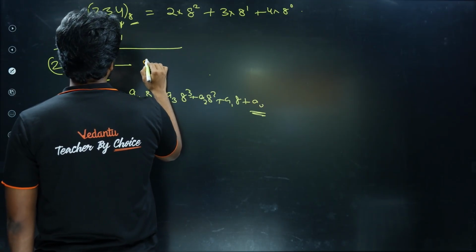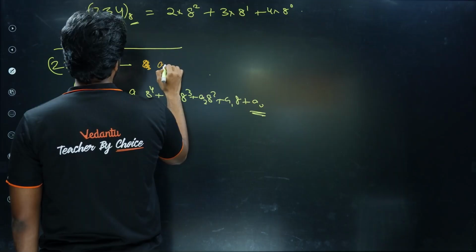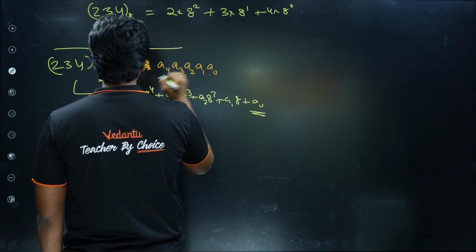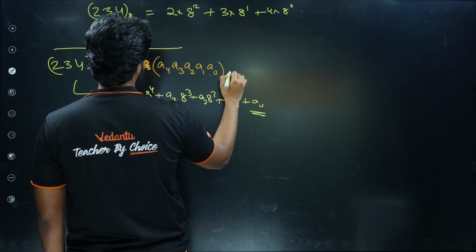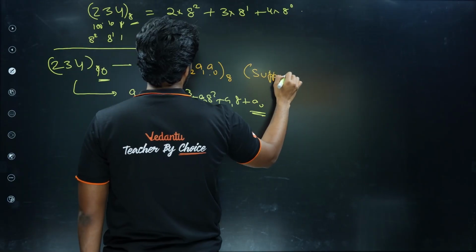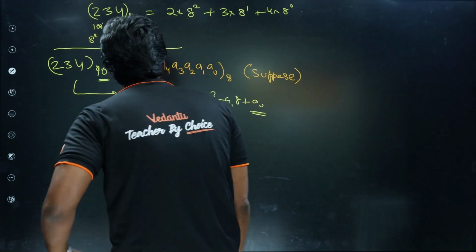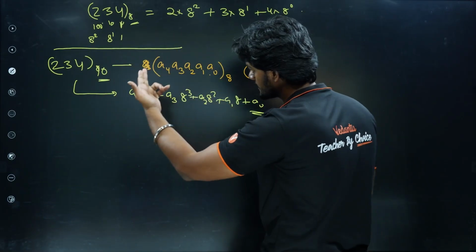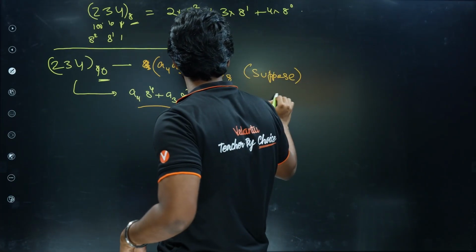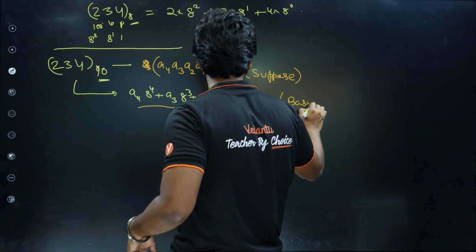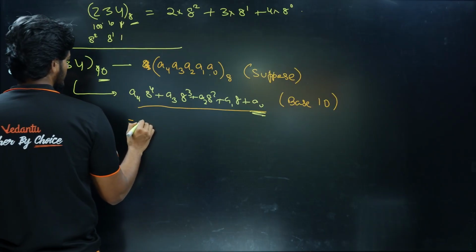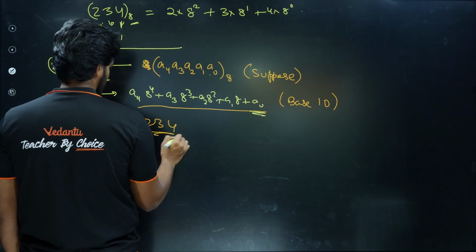Suppose it is a4 a3 a2 a1 a0. It won't be that big, but let us assume base 8, suppose. So that means when I convert this to this, I should get a number something like this. When I convert this to base 10, this is now base 10. So now this should be equal to 234.